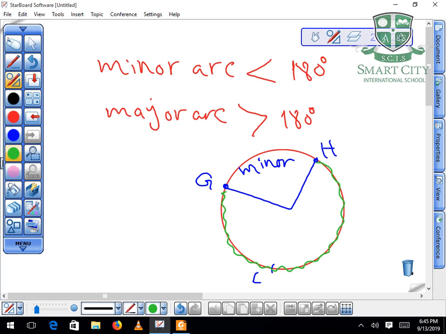And what's the measure of it? If this one is 122, so what do you think this one is? Yes, 360 minus 122 equals 238. So GLH measures 238, it means it's major because it's greater than 180.